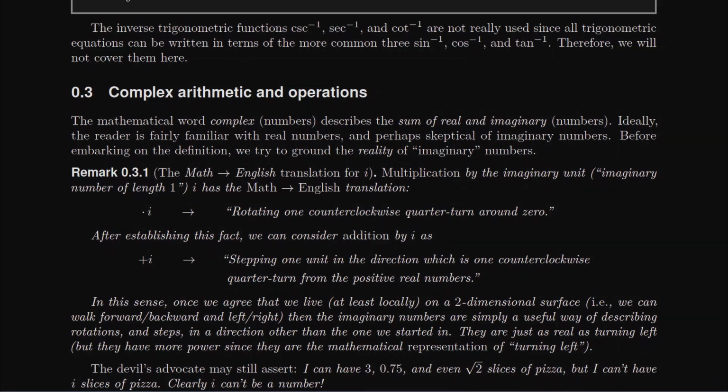Moving on to section 0.3, complex arithmetic and operations. This mathematical word complex really means a combination of real and imaginary. I'll write that down. A combination of real, as in our real numbers like 1, 2, 3, pi, 5 halves, negative 23.8, and so on. So it's a combination of real and imaginary numbers.